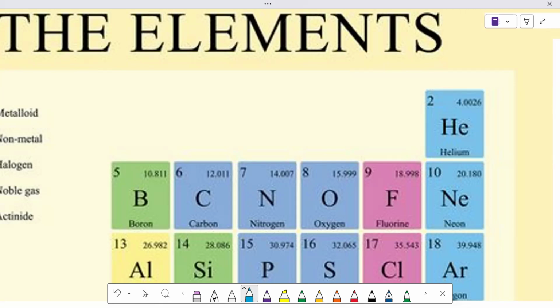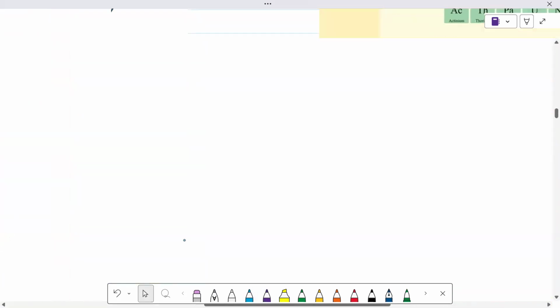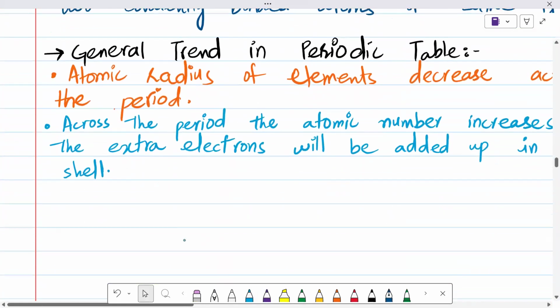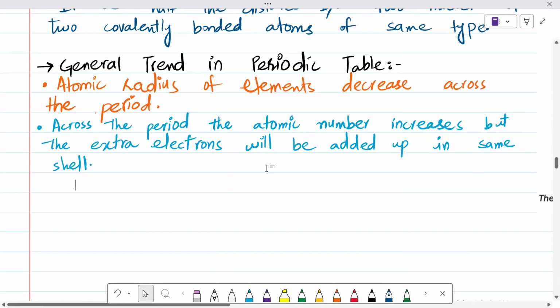Are you getting my point? When the proton number increases, what will happen? Inside the nucleus, since there are now more protons, they will attract electrons towards themselves. And when they attract electrons towards themselves, the size will decrease. So this is the reason that across the period we say that the atomic radii decrease. Because the atomic number increases, what will happen now? Because the electron shells get closer. I can't hear you properly.